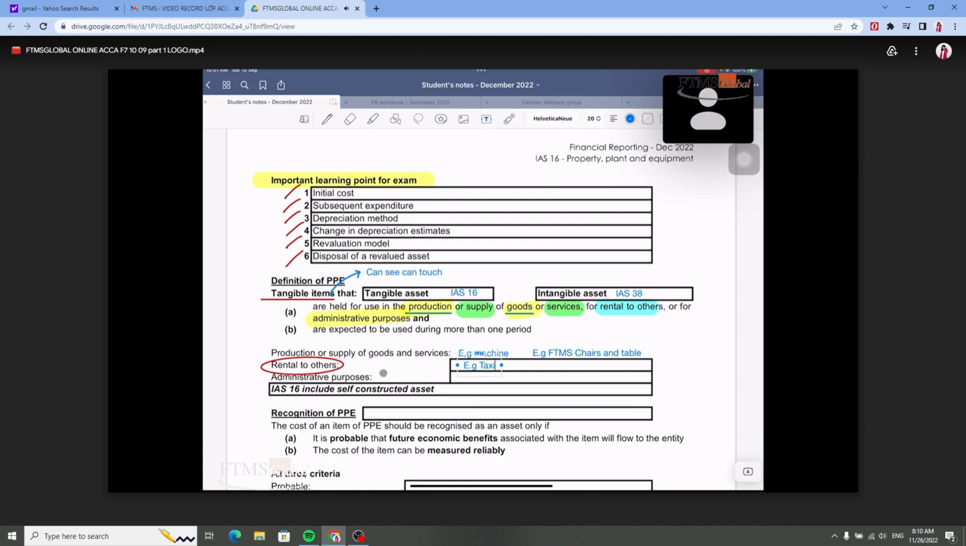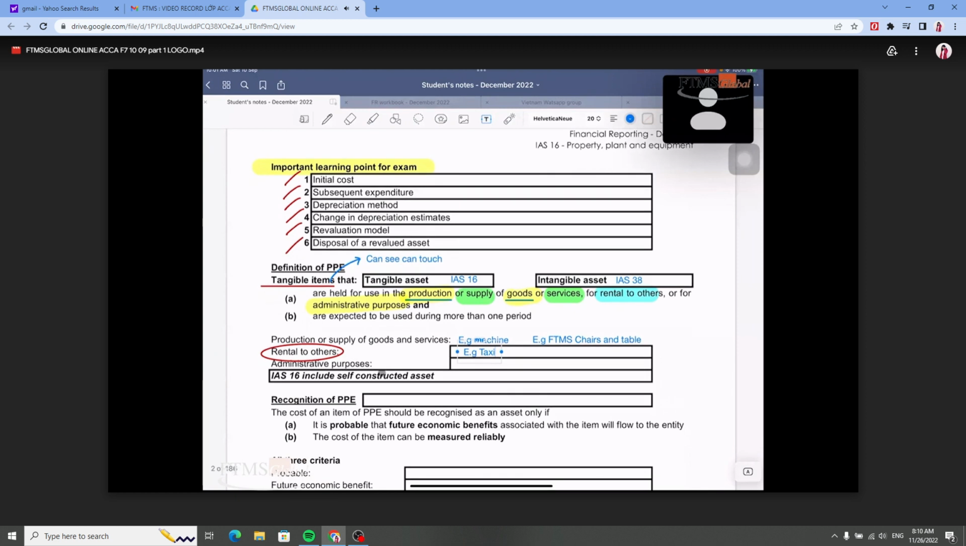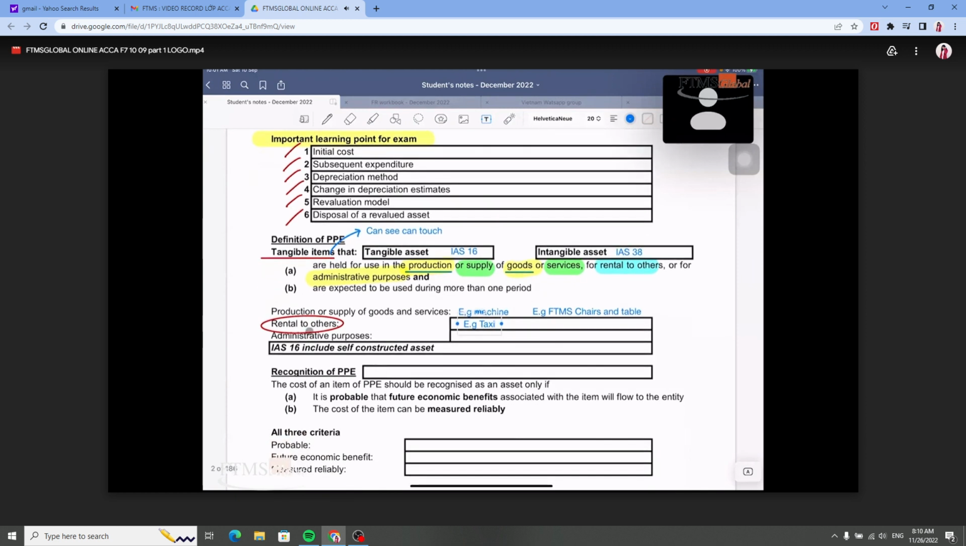And the last one is that IAS 16 includes administrative purposes. For administrative, usually I will say the accountant is considered admin staff. So an example will be the computer of the accountant.